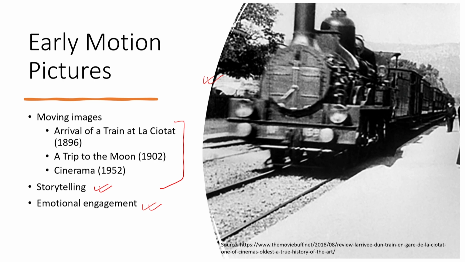In this particular movie, you can see that the train is coming in from a distance on some tracks, and some of the first viewers of this movie actually thought that the train was real and was coming at them, and started running off the cinema theatre.